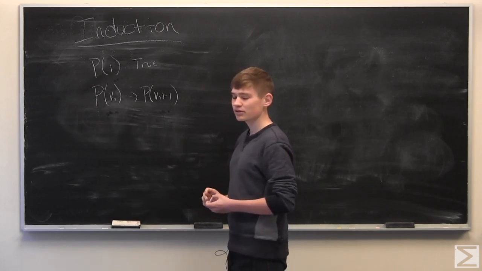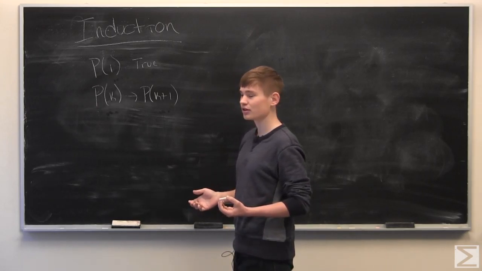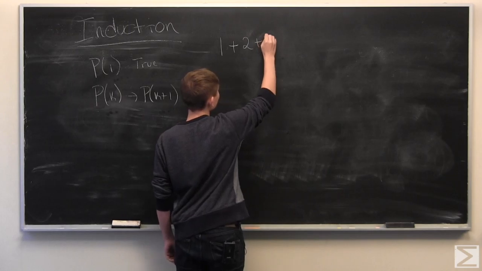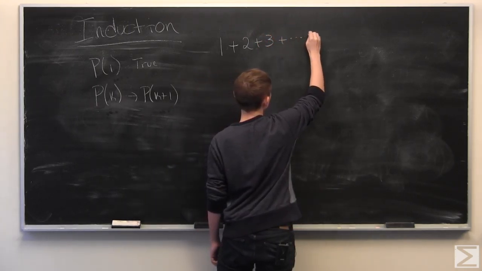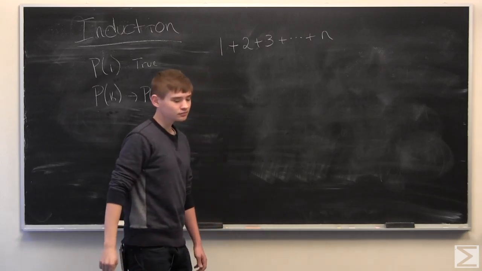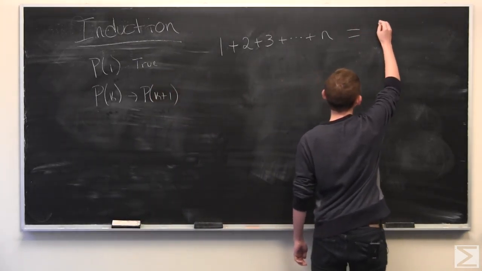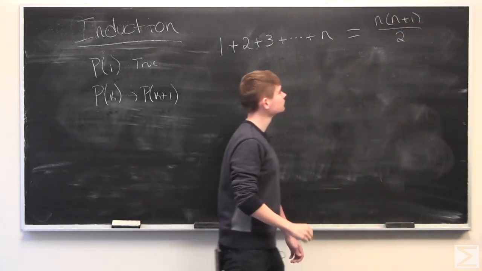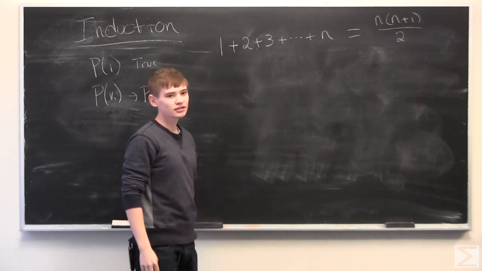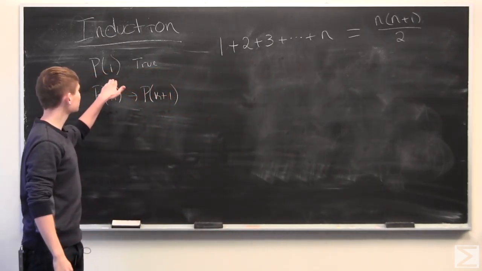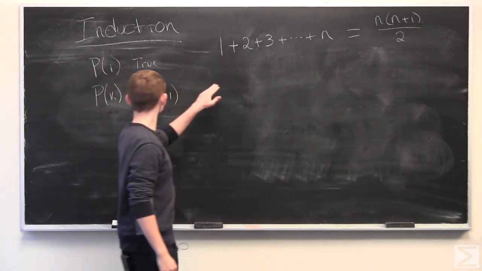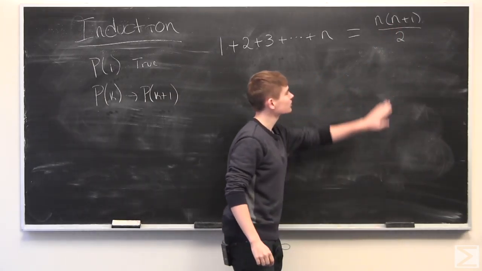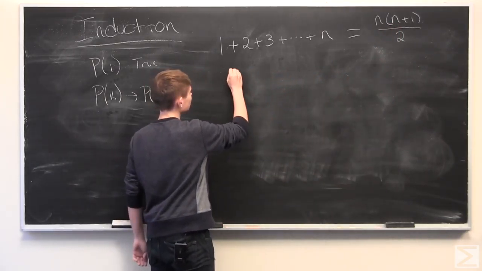And the example that most sources always start with is adding up the natural numbers up to a certain number n. And I claim that this is equal to n times n plus 1 over 2. And we're going to prove this by induction. So we have to start off with our base case of n equal to 1, where P(k), or in this case P(n), is equal to this.